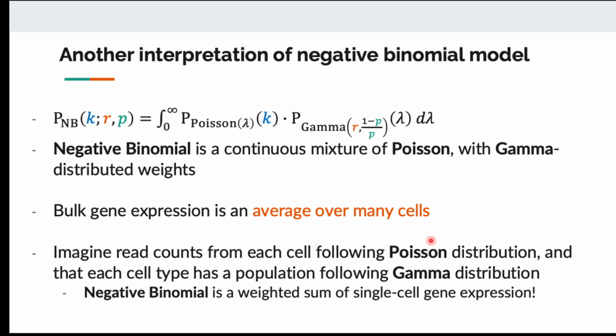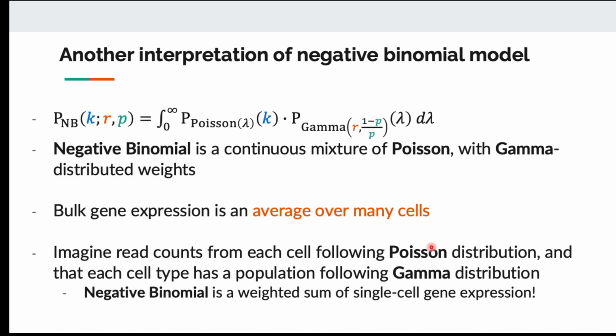In your sample, you might have a lot of fat cells, and then you might have some immune cells. So each cell type will have a different population. So if you imagine that maybe the proportion of the cells follows the gamma distribution. If we recall back to the phylogenetic lecture, we talked about gamma distribution as being very flexible. Gamma distribution can act like an exponential decay. Gamma distribution can act like a normal distribution.